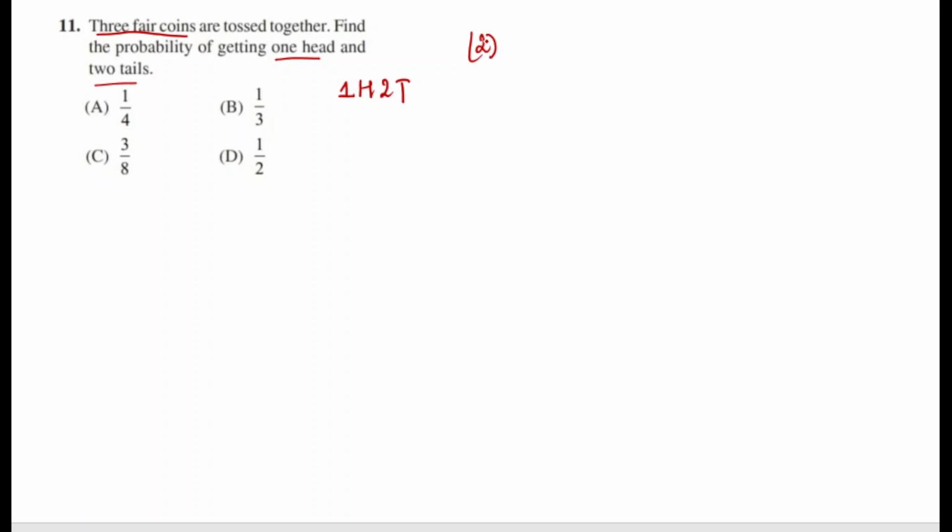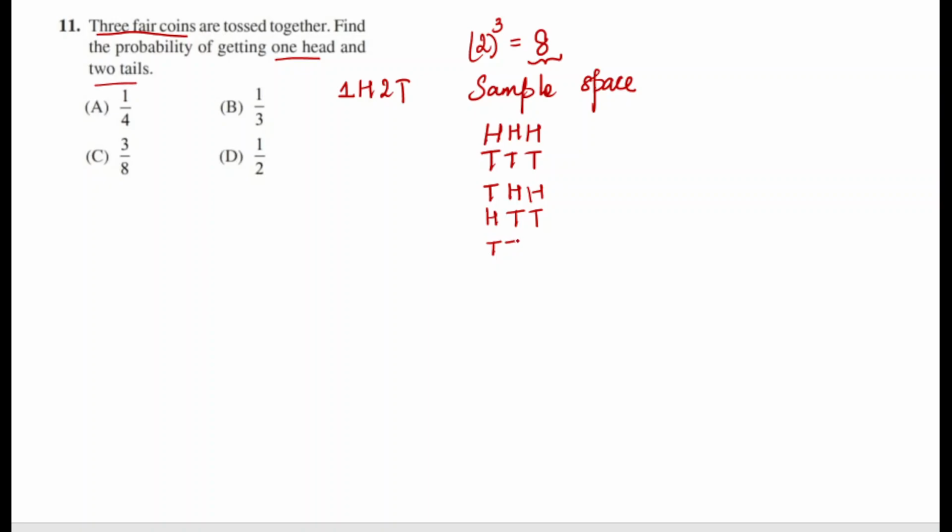Three fair coins means 2 to the power of 3. In that, one head and one tail. So the number of possibilities when we toss these 3 coins is 8. What are those 8 possibilities? I am going to show them here. We call it the sample space. It can be all heads, or head, tail, tail, or tail, head, head, or one head, two tails, or tail, head, tail, or head, tail, head. Like this, we can have 8 possibilities, not more than this.